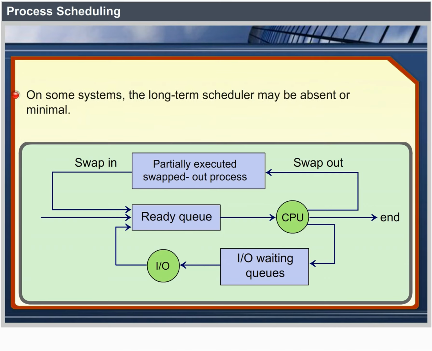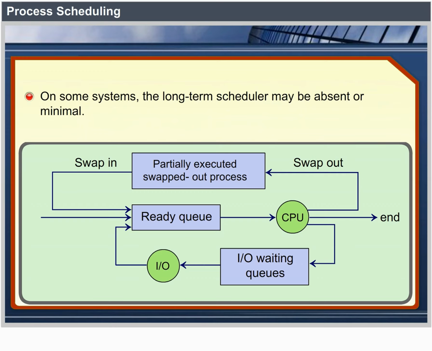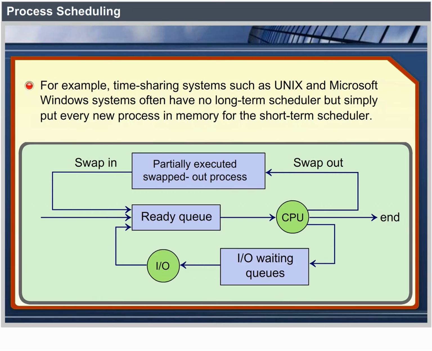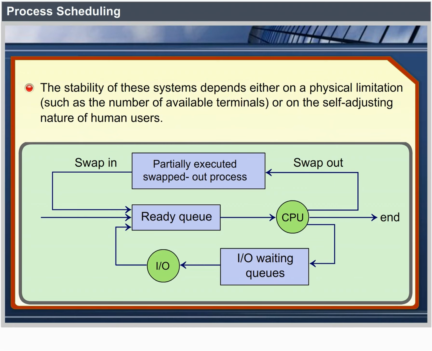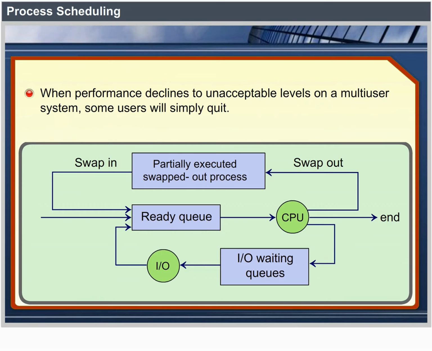On some systems, the long-term scheduler may be absent or minimal. For example, time-sharing systems such as Unix or Microsoft Windows systems often have no long-term scheduler but simply put every new process in memory for the short-term scheduler. The stability of these systems depends either on a physical limitation, such as the number of available terminals, or on the self-adjusting nature of human users. If performance declines to unacceptable levels on a multi-user system, some users will simply quit.